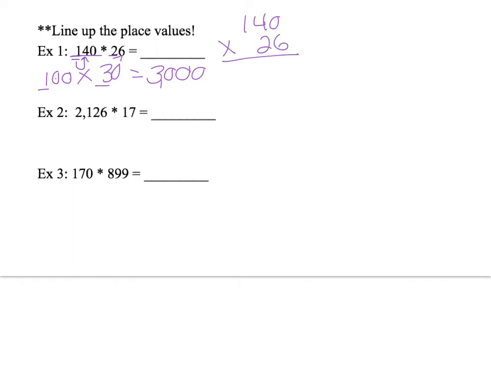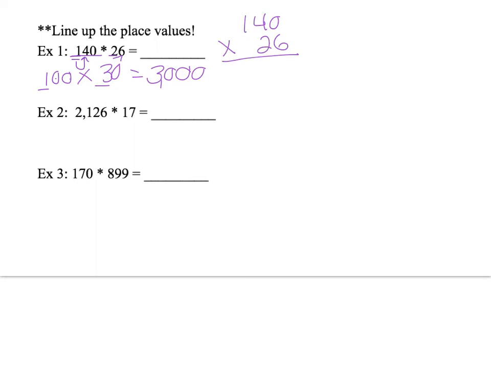Okay, now let's solve our problem. I have already written it off to the side. Very important, make sure that when you are writing your problem out that you are lining up the place values. So here I have a 0 in the ones place. It is lined up with the 6 in the ones place in the number 26. 4 in the tens, 2 in the tens, 1 in the hundreds, we have nothing here.